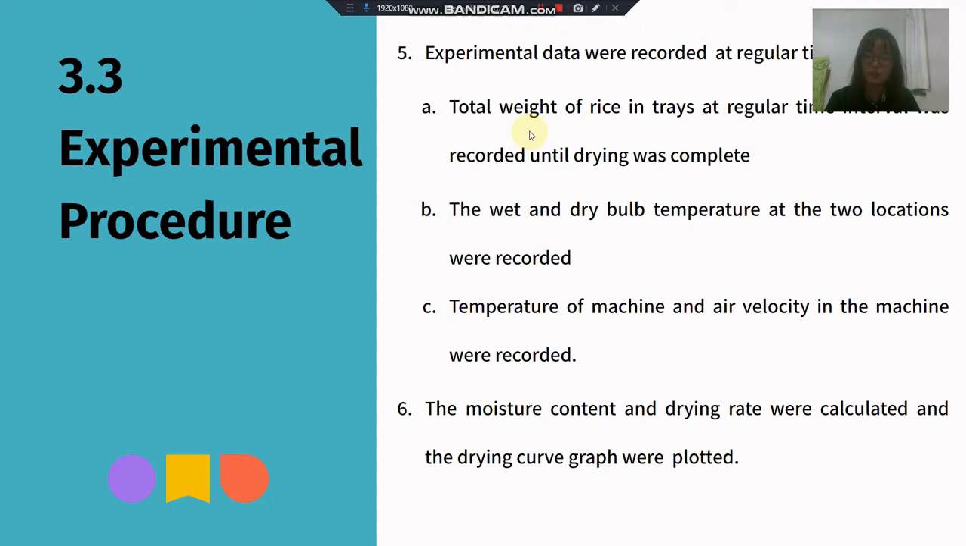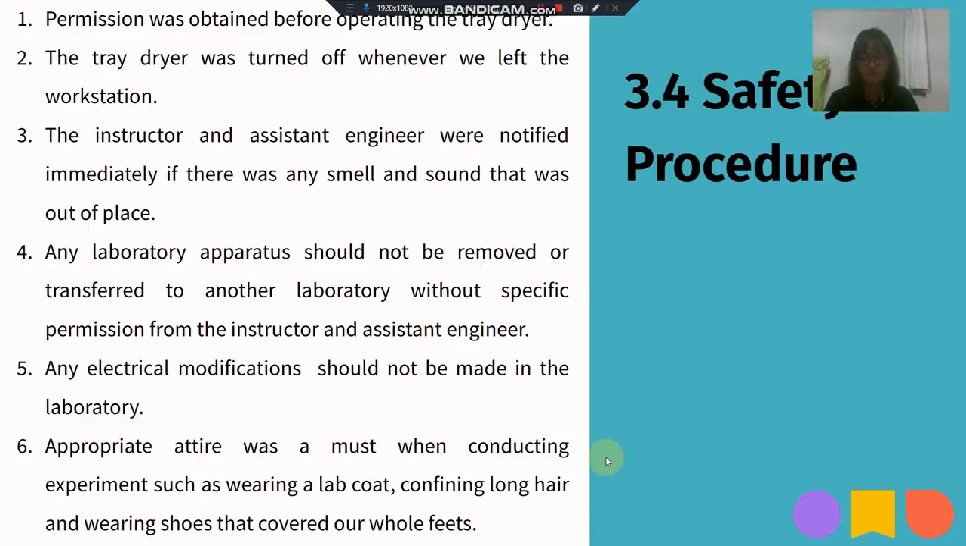The experimental data were recorded at the regular time interval, which are total weight of the rice in the tray, the wet bulb and the dry bulb temperature at the two conditions, the temperature of the machine, and the air velocity in the machine. Then, after we get the experimental data, the moisture content and drying rate were calculated, and the drying curve graph were plotted based on the experimental data we get.